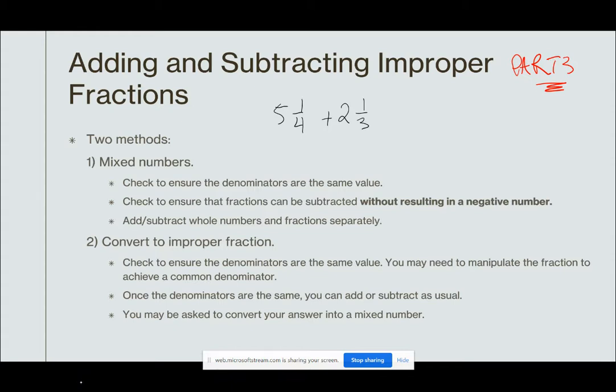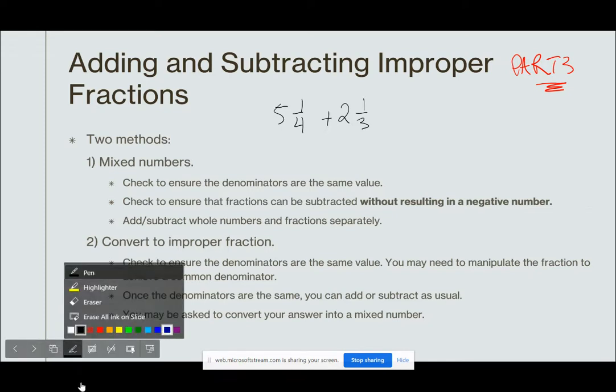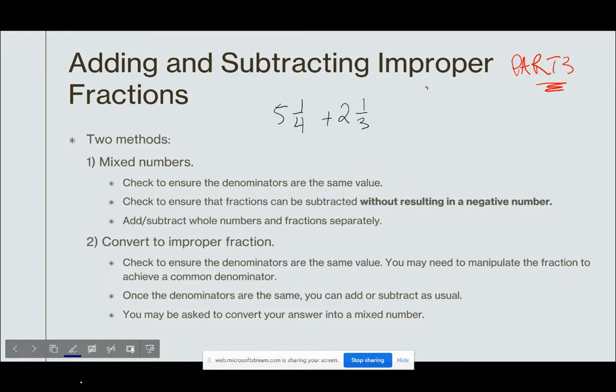First thing I have to do is find a common denominator between the 1/4 and 1/3. I am familiar with the lowest common multiple of these two. The lowest common multiple of 4 and 3 is equal to 12. So now I need to choose a value to multiply this first fraction by to have a denominator of 12, and that's going to be 3. And whatever I do to the top, I have to do to the bottom.